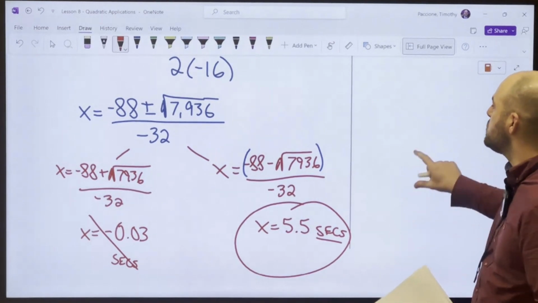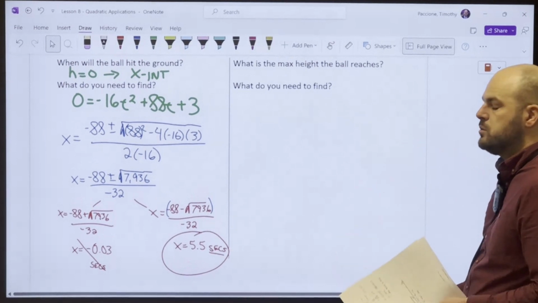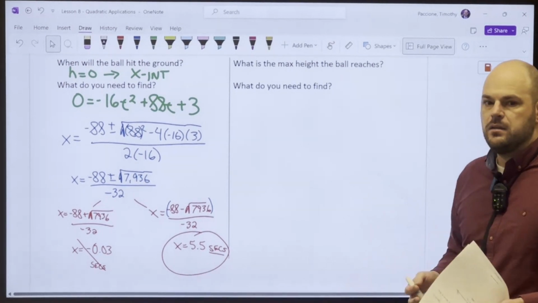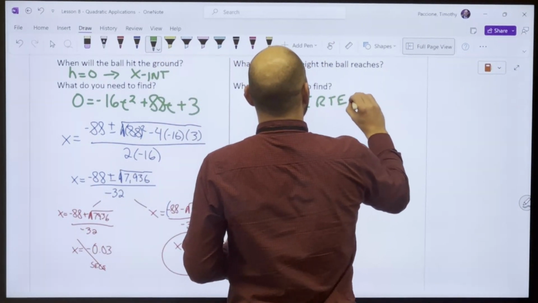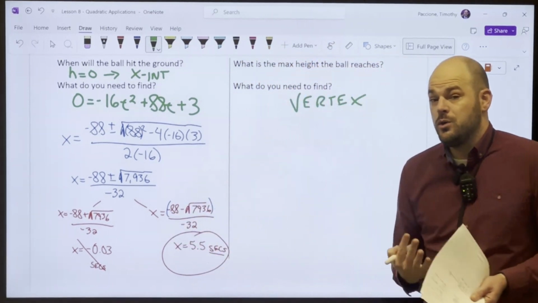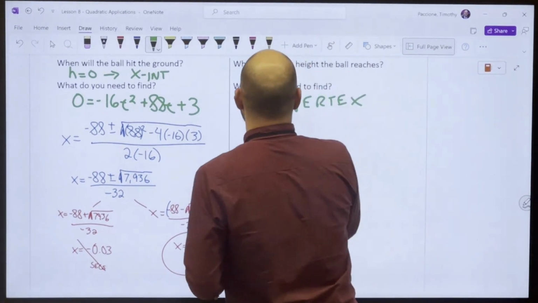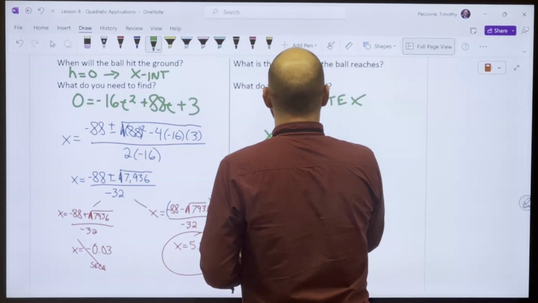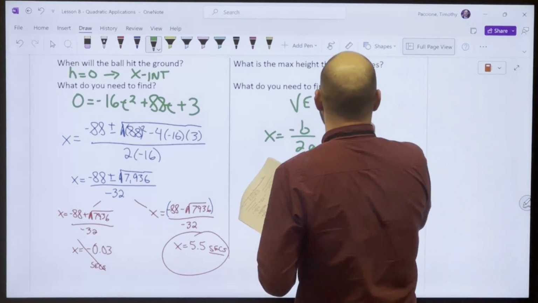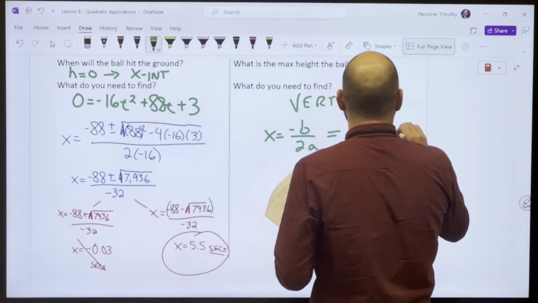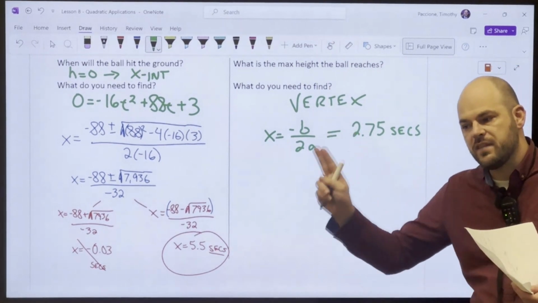Okay? Now there's one other thing we might need to find, which is it's asking for the max height. So what is it asking us to find? What do we need to find? The vertex. So our vertex, in standard form, there's a couple ways to find it. You could complete the square to convert to vertex form. I've seen students do it. But you might want to just go x equals negative b over 2a to get your x. Plug that back in to get your y. In this case, if you did that, you'd get 2.75 seconds. That's how long it takes to get to its max height. That's not its max height. You plug that in to find its max height.